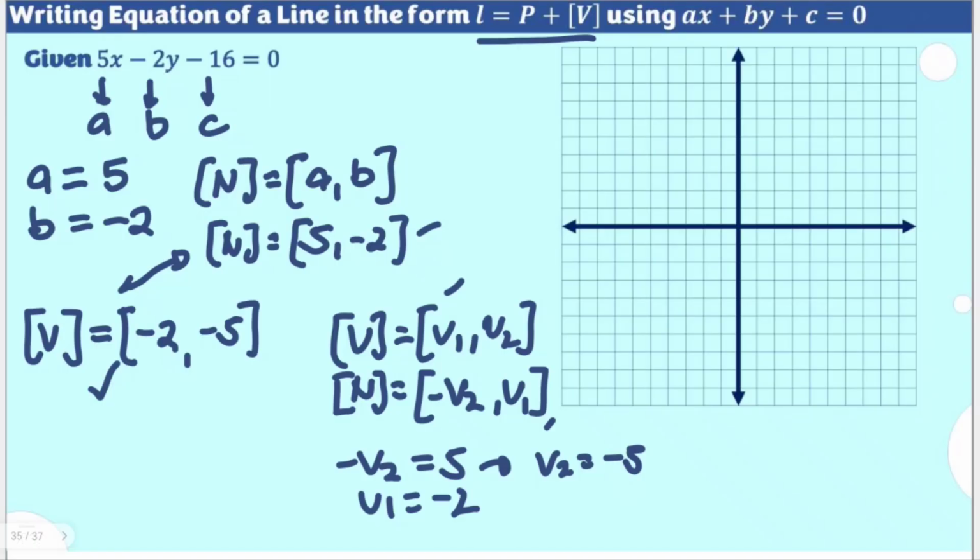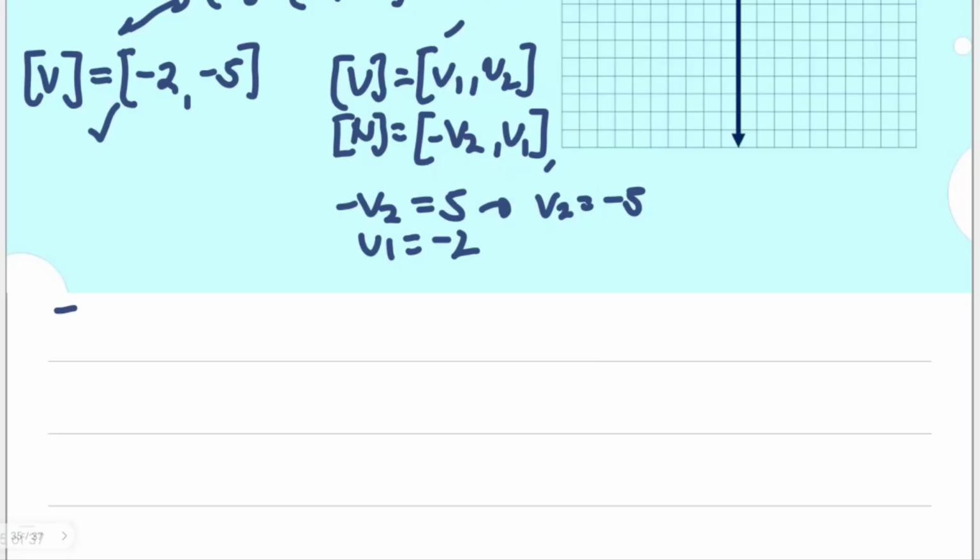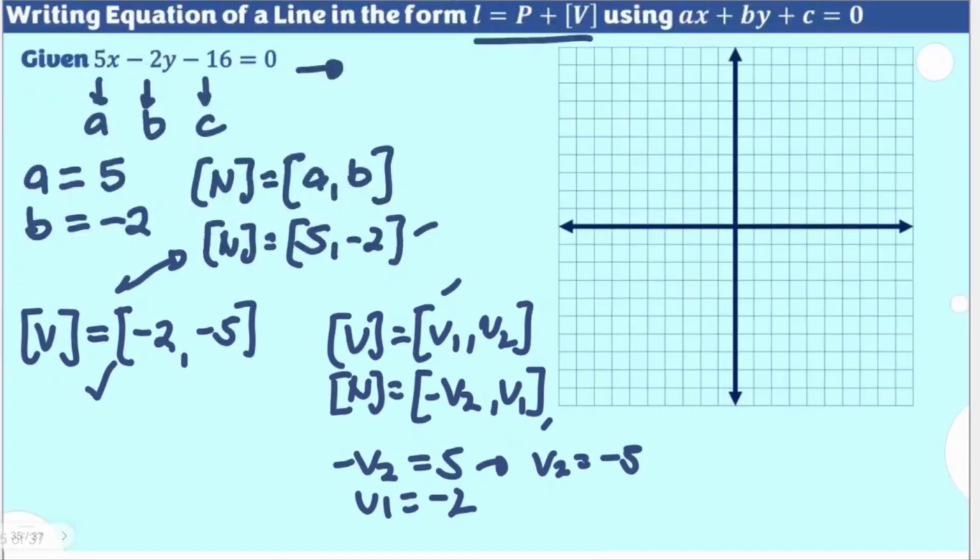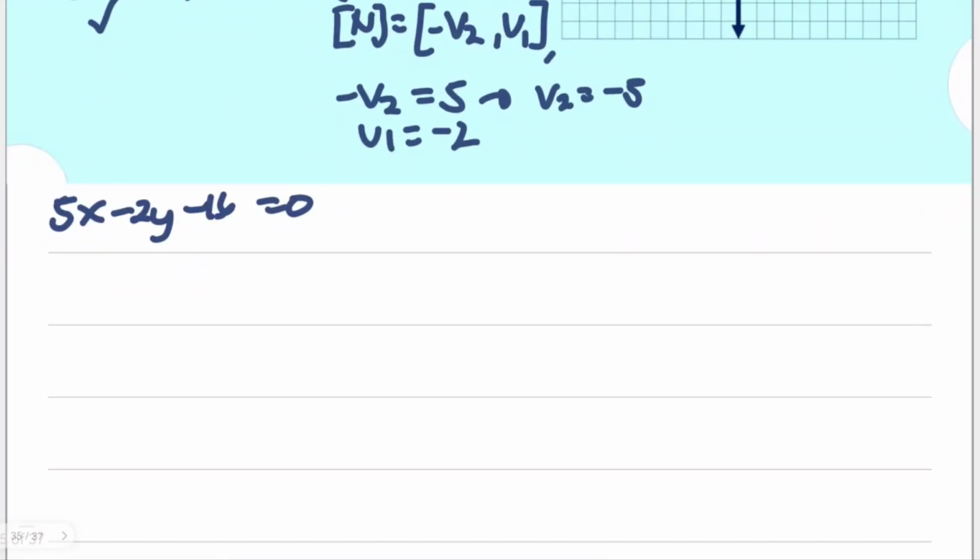Now we just need to identify a certain point P on our line. To determine that, let's talk about the intercepts. These intercepts are contained in the same line, and any of them could be used as P. So for our equation, 5x minus 2y minus 16 is equal to 0. If I'm correct, that's the equation. Alright, that's correct.